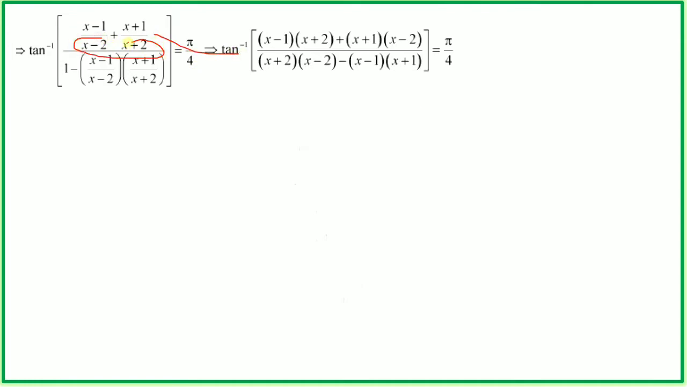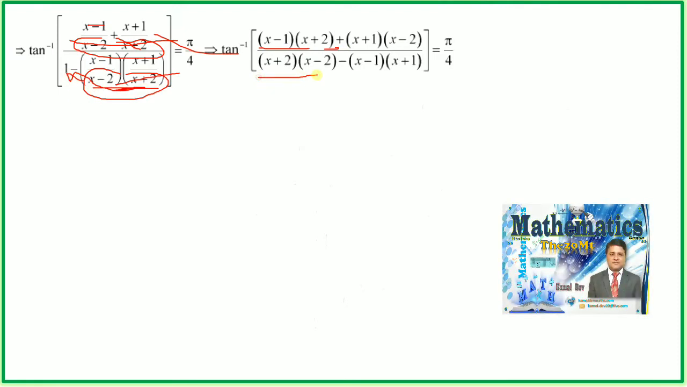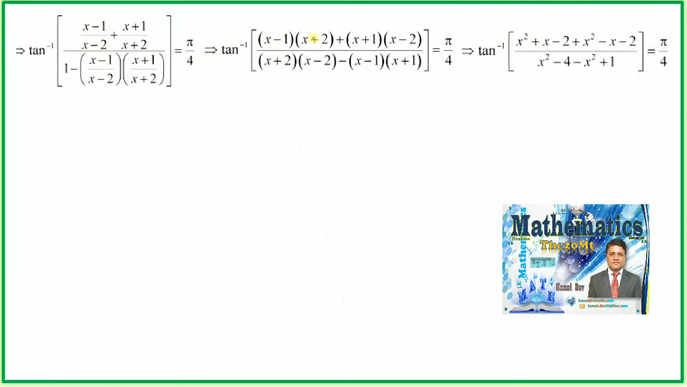Implies tan inverse, taking LCM, x minus 2 into x plus 2, that we have taken, and this is cancelled here. So x minus 1 into x plus 2 here, and then plus x plus 1 into x minus 2, and then x minus 2 into x plus 2 into 1 here, and then minus x minus 1 into x plus 1 here. Next step is tan inverse and simplification of this.